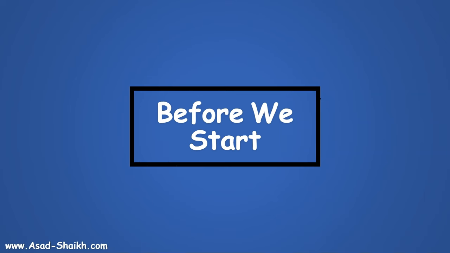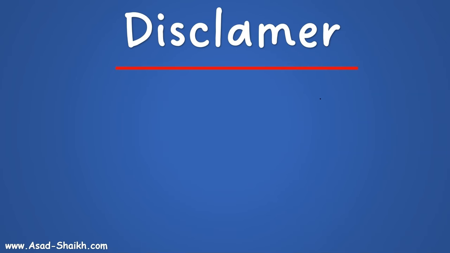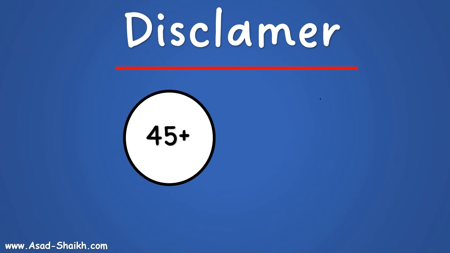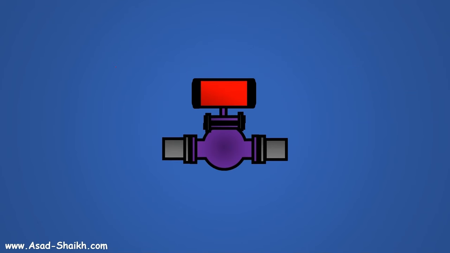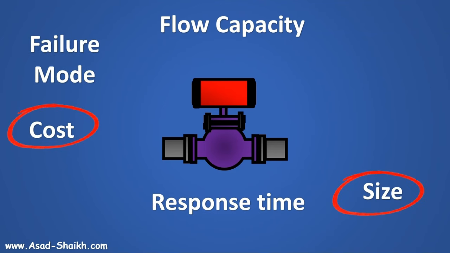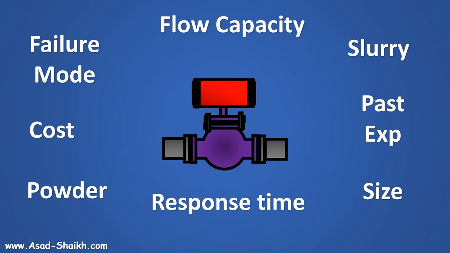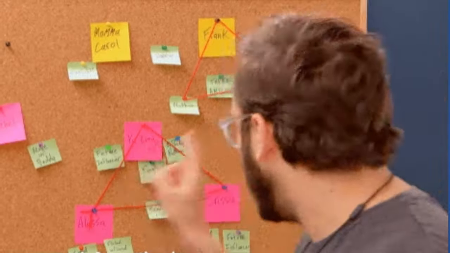The first important thing to note is a disclaimer here. For selecting a control valve, you will see very little literature available. The reason is that there are more than 45 criteria for selection. And that is true. For example, for a valve, you need to check flow capacity, response time, cost, size, failure mode, slurry service, powder service, or what are the past ambient temperatures, etc. A lot of services or parameters come into play.